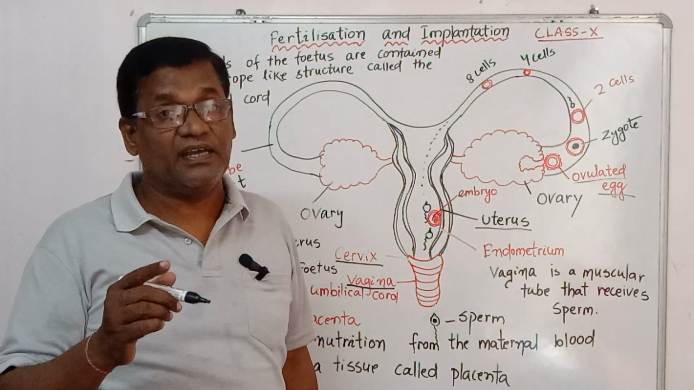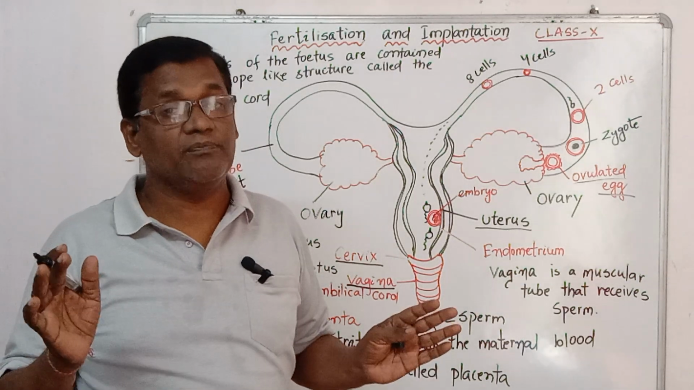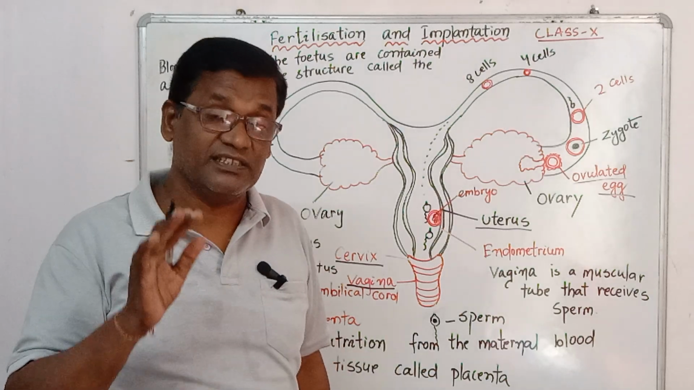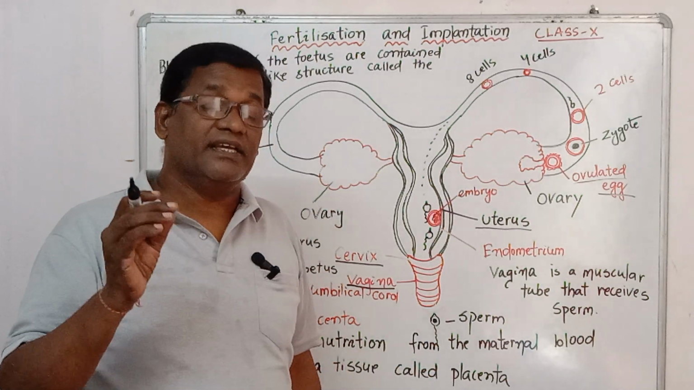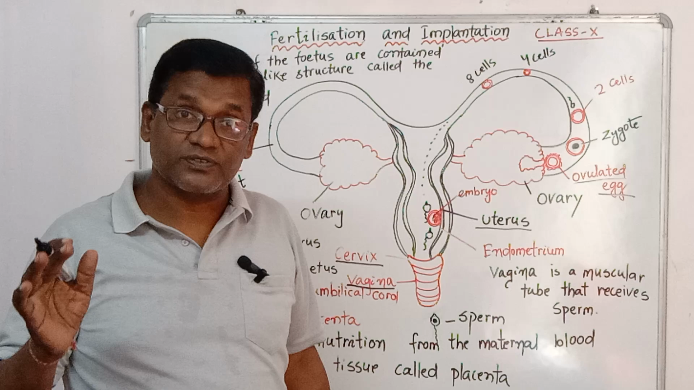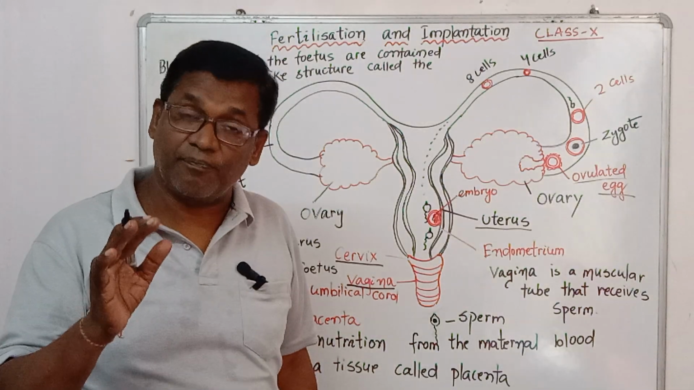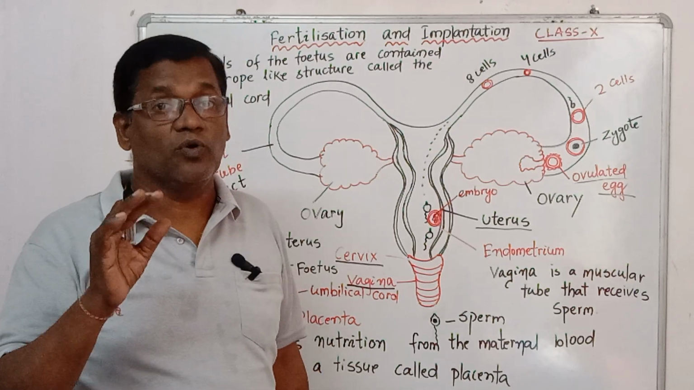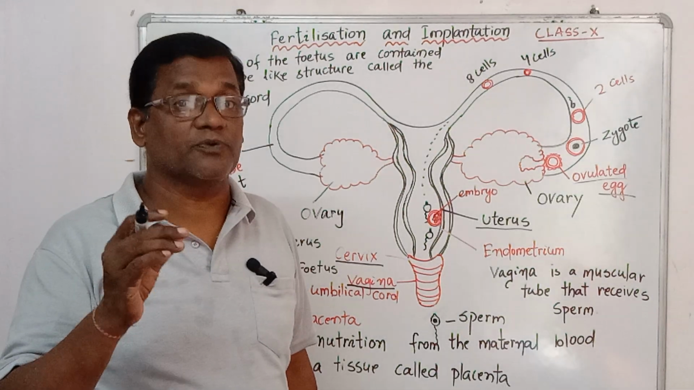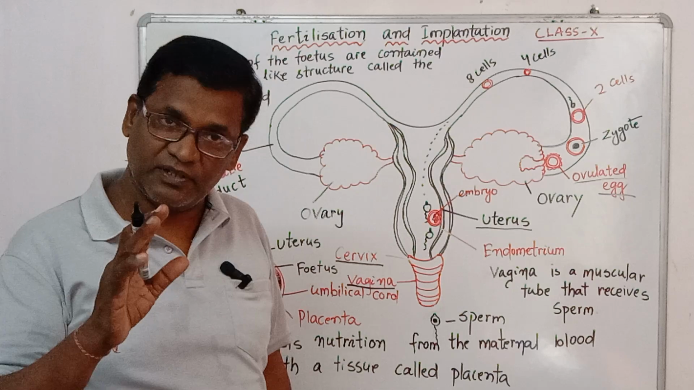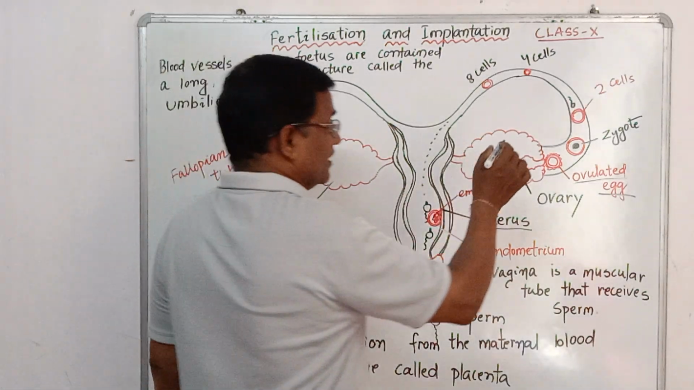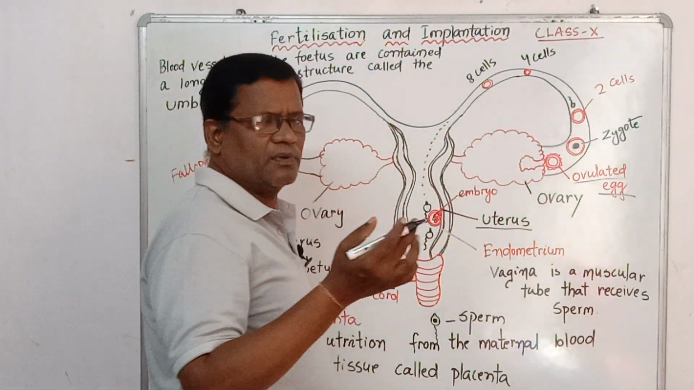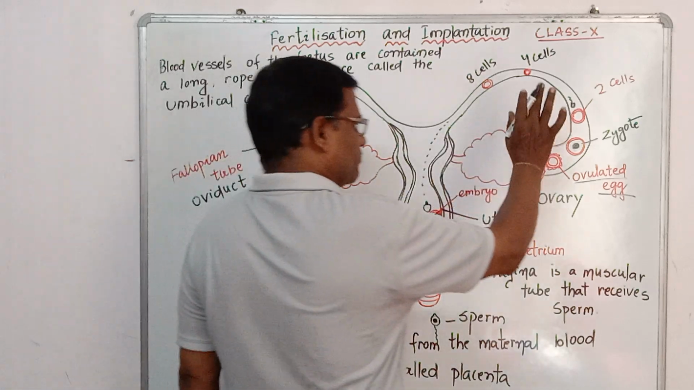Whereas in the case of the male, millions of sperm are produced in a single ejaculation. I am telling you, in a single ejaculation, millions of sperm are released from a man, but in a woman, only a single egg is produced in a month. In a month, only one egg is produced. Here millions of sperm will go. At last, one sperm will reach the fallopian tube.